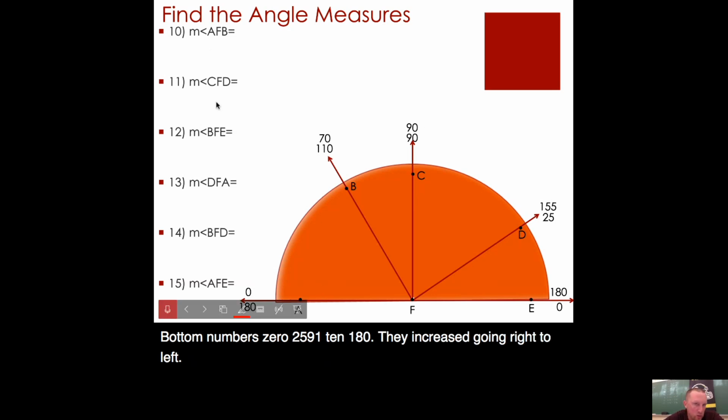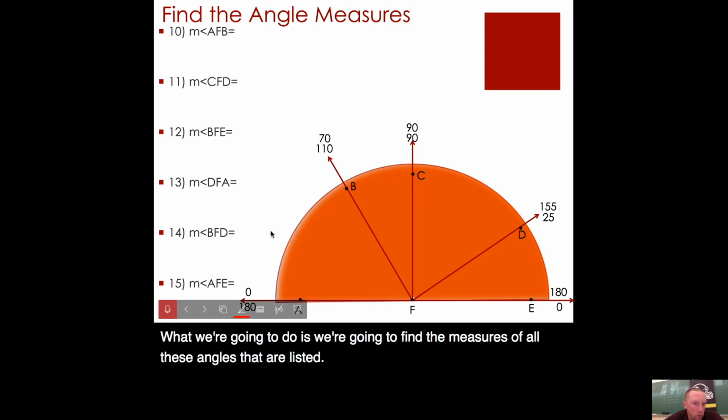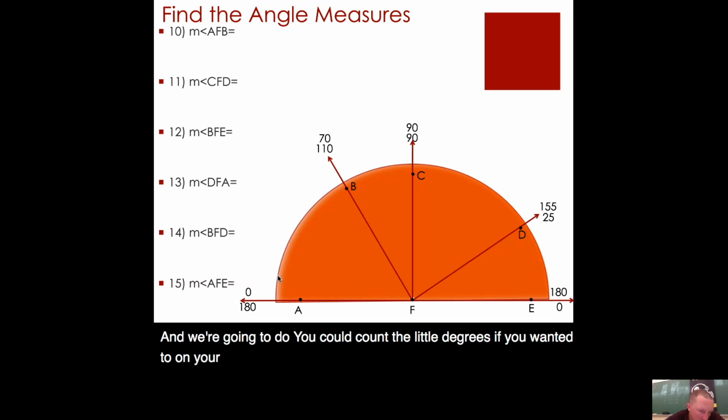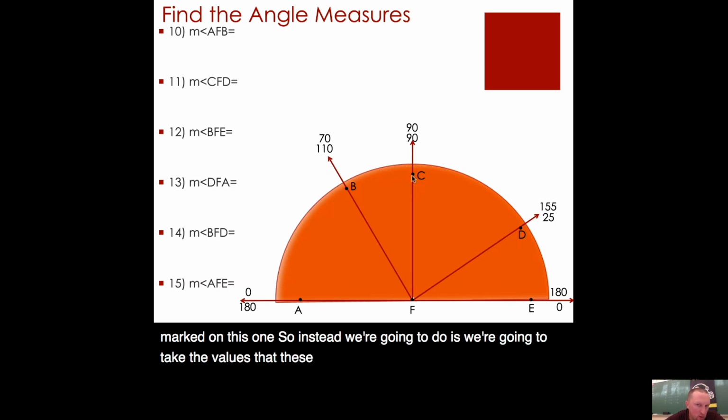What we're going to do is find the measures of all these angles that are listed. You could count the little degrees if you wanted to on your protractors, but notice how we don't have the little degrees marked on this one. So instead, we're going to take the values that these rays go through on the protractor, and we're going to subtract them.